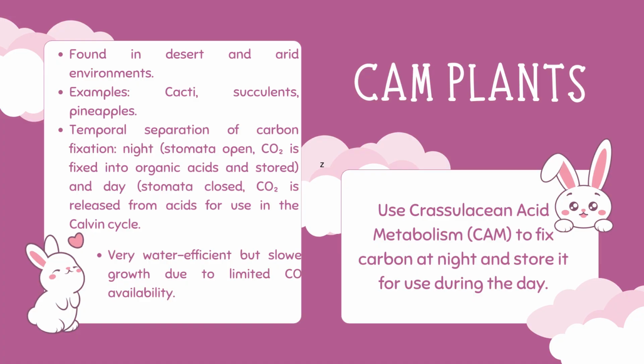The third type is CAM plants, which are adapted to extreme desert conditions. These plants take a completely different approach to photosynthesis. Instead of fixing carbon dioxide during the day, they do it at night, when it's cooler. During the night, CAM plants store CO2 in organic acids, and then during the day they release it for use in the Calvin cycle while keeping their stomata closed to prevent water loss. This makes them incredibly water efficient, but they grow much slower. Examples of CAM plants include cacti, succulents, and pineapples.